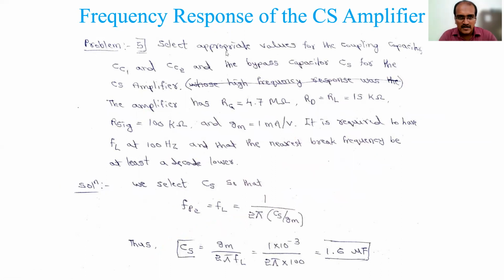Select appropriate values for the coupling capacitors CC1 and CC2 and the bypass capacitor CS. This you need to determine for the CS amplifier. The values given are: the amplifier has RG equal to 4.7 mega ohm, RD and RL both equal to 15 kilo ohm, R signal equal to 100 kilo ohm, gm equal to 1 milliamp per volt. So these are all standard values we have used earlier also. Now it is required to have FL equal to 100.